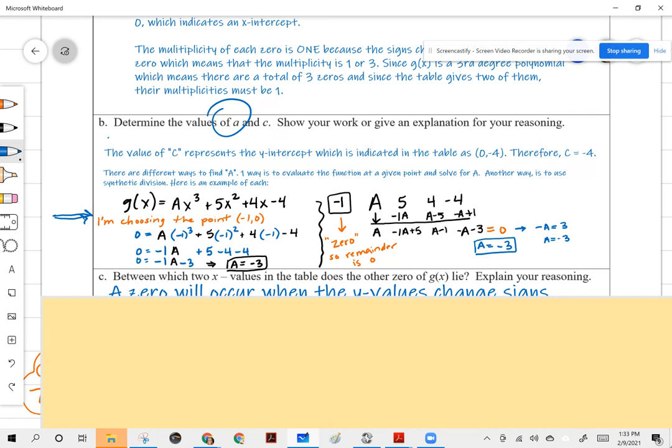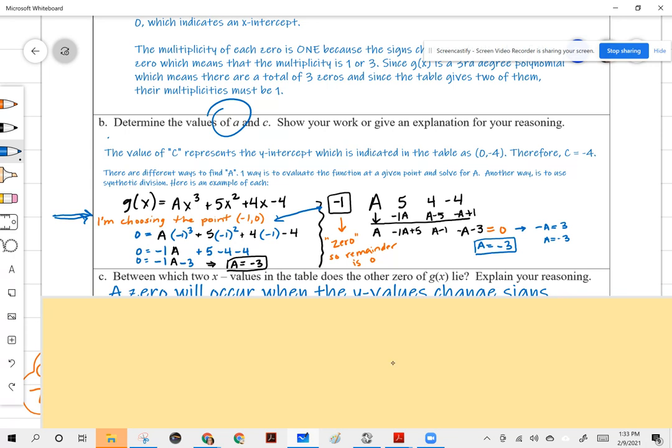You know what the remainder is. The remainder is going to be the y value. So you could, again, pick any point, but I again chose the point (-1, 0). I just put an A in place of that first term because that's what we're solving for. Then you can see how I'm working that synthetic division, and then I found that A is -3. All right, and so now we are looking at C.